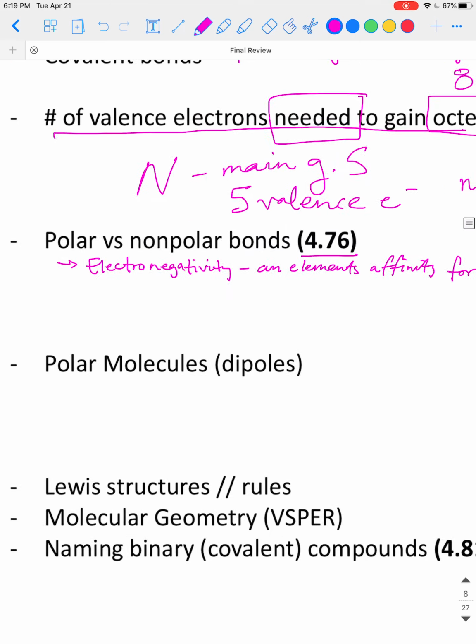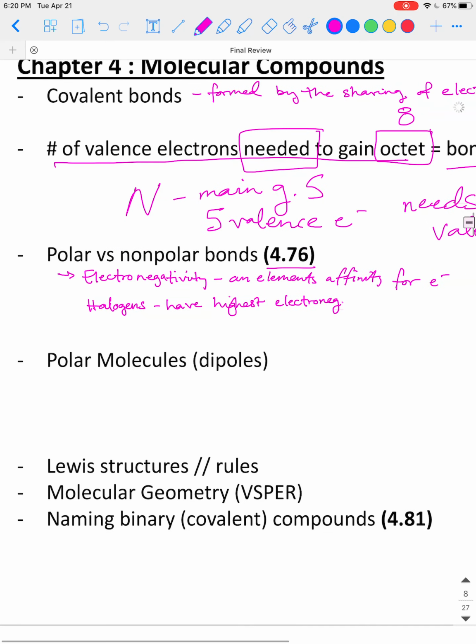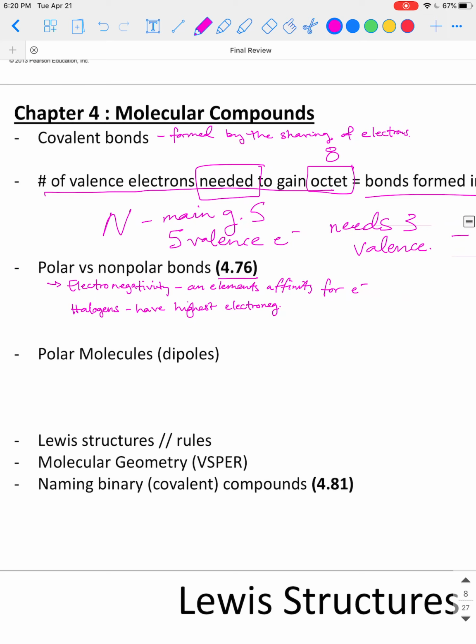I'm going to say that again. The more an element or an atom wants to get an electron, the more electronegative it is. So guess which elements have the highest electronegativity. Okay? Halogens have highest electronegativity. Why is that? They're 1 away from an octet. If they just had 1 more valence electron, they would have an octet.